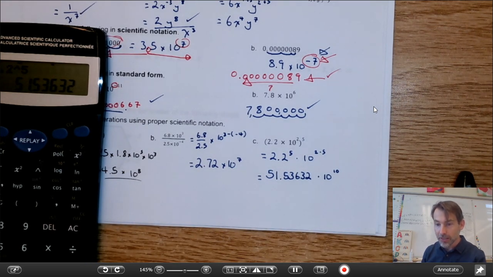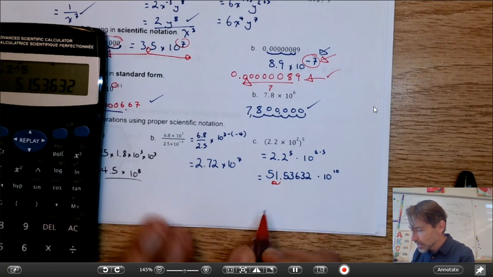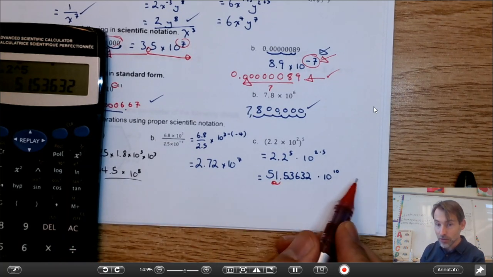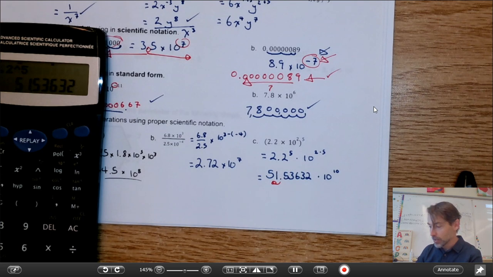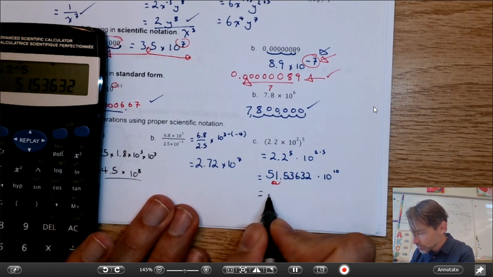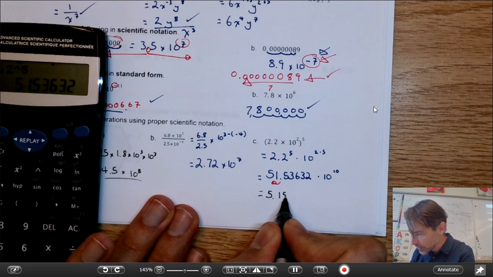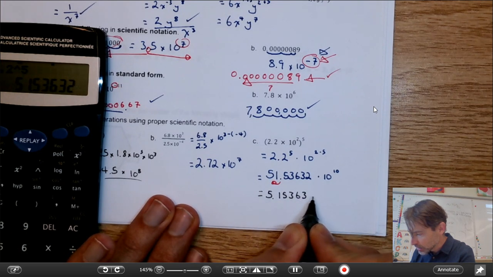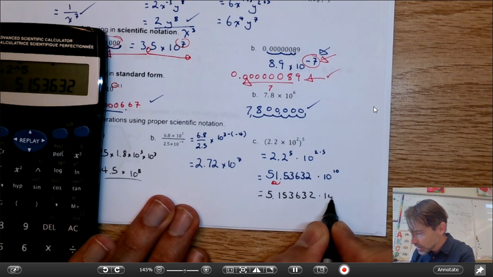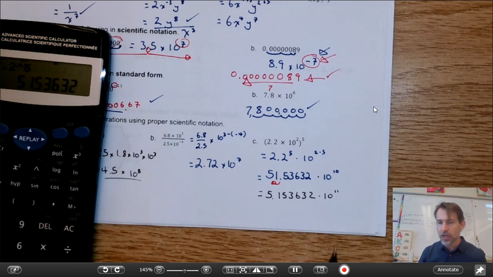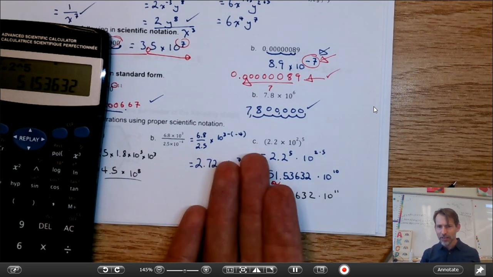Okay, but I want to get this in proper scientific notation. So I'm going to move this once that way. So I'm basically dividing by 10, so I'm going to multiply by an extra 10 when I do that. So this is final answer equal to 5.15363 times 10 to the 11. But Mr. Jennings, shouldn't I round that? Nah, just leave it as 100% accurate. Why would you want to round when you can be perfectly accurate?